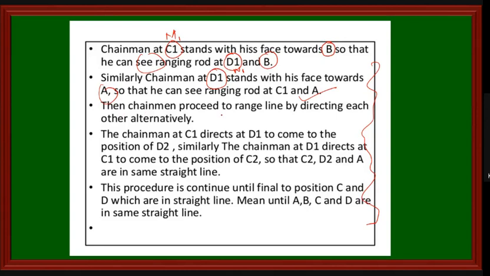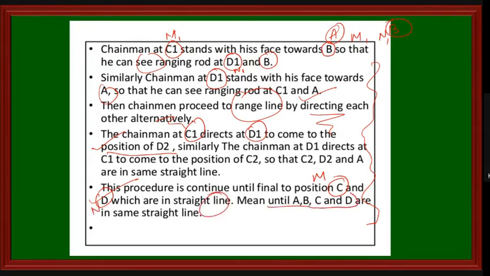Then the chainman proceeds along the ranging line by directing each other alternately. That is, M1 and N1 are directed by A and B. The chainman at C1 directs D1 to come to the position of D2. Similarly, the procedure goes on and is continued until the final positions C and D, that is M and N, are in a straight line. Means until A, B, C and D are on the same straight line.